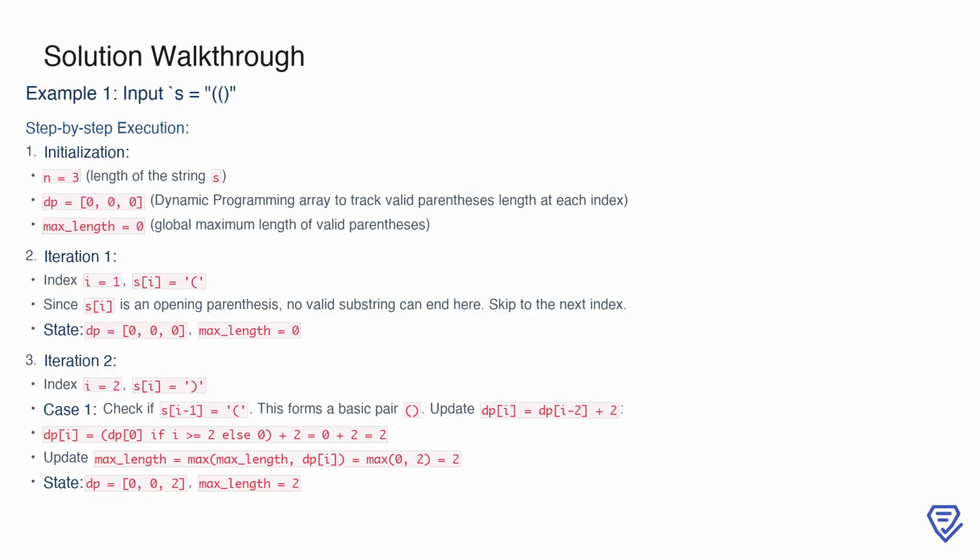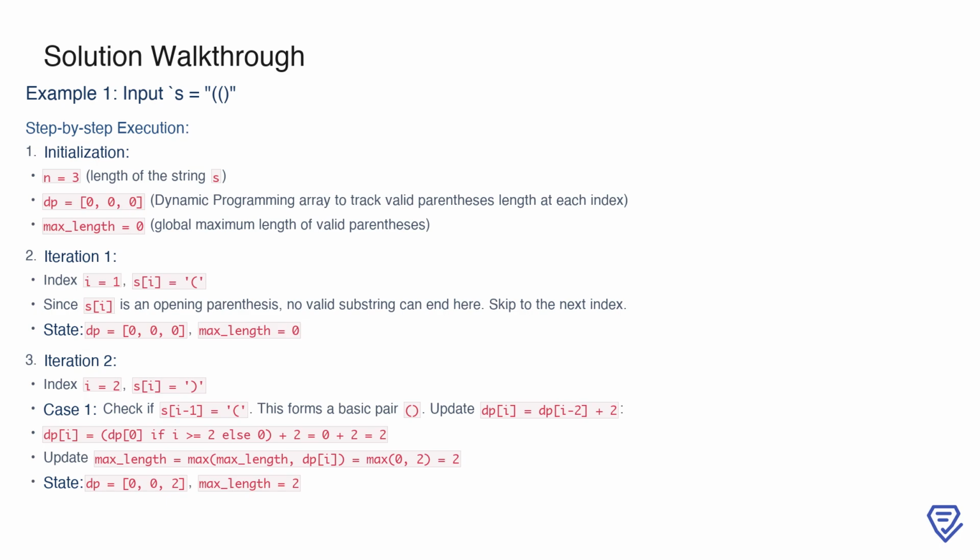Now, during the first iteration at index i equals 1, the character is. Since an opening parenthesis cannot form a valid substring on its own, we skip further processing at this index. The state of our variables remains as dp equals 0, 0, 0, and max_length equals 0.